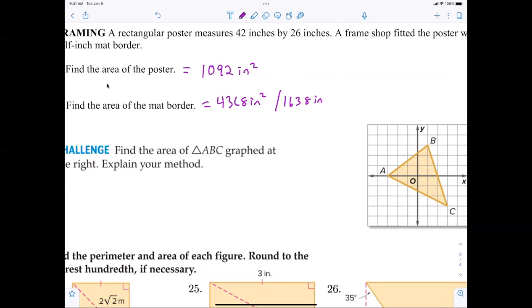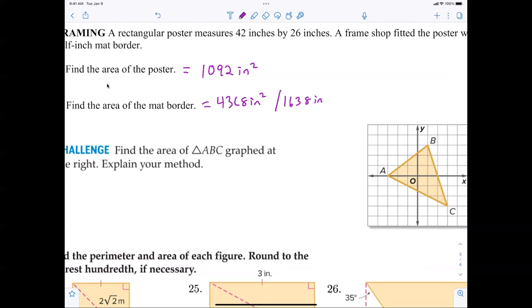Find the area of the mat border. What does that mean? Maybe that's what you're not understanding. Like if you look at my bulletin board, I'm asking what's the area of the silver? That's what I think anyway. That would be a border, correct? Find the area of the border.